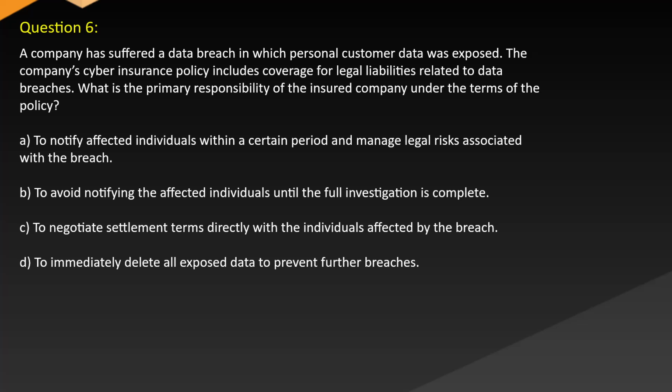Question 6. A company has suffered a data breach in which personal customer data was exposed. The company's cyber insurance policy includes coverage for legal liabilities related to data breaches. What is the primary responsibility of the insured company under the terms of the policy? A. To notify affected individuals within a certain period and manage legal risks associated with the breach. B. To avoid notifying the affected individuals until the full investigation is complete. C. To negotiate settlement terms directly with the individuals affected by the breach. D. To immediately delete or expose data to prevent further breaches.